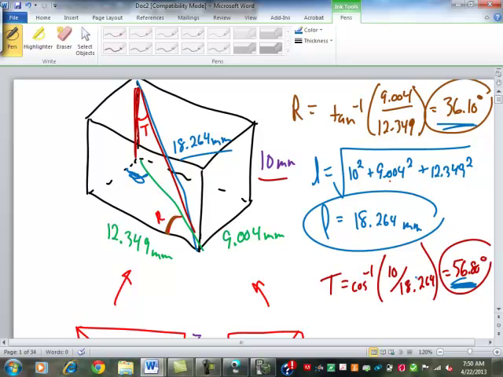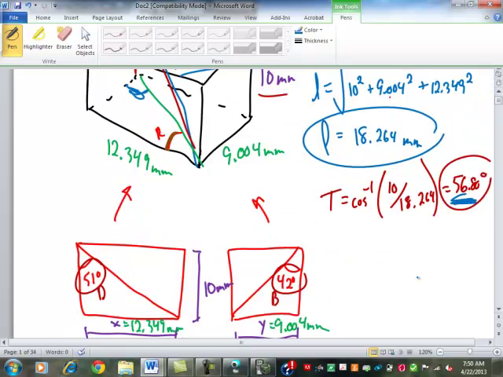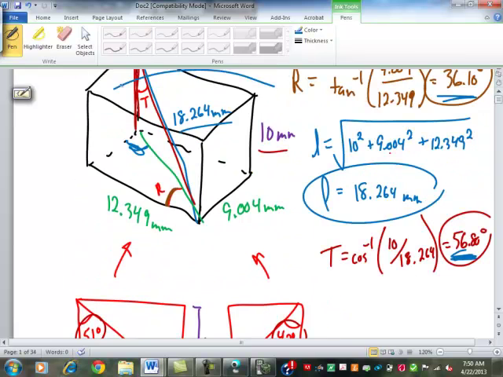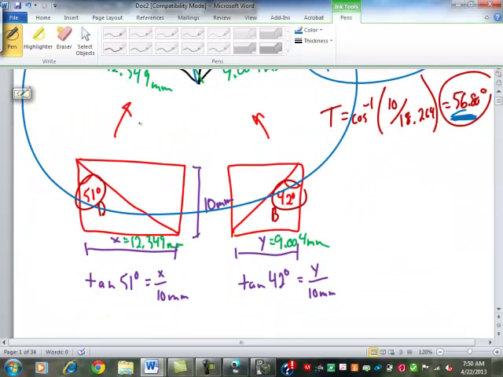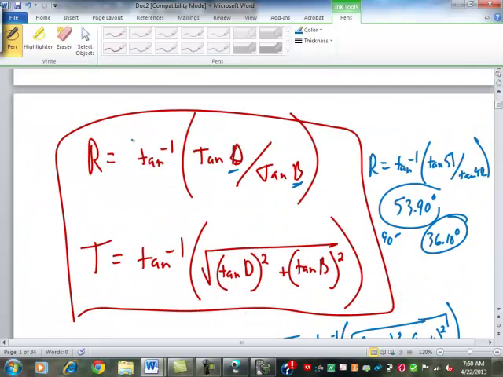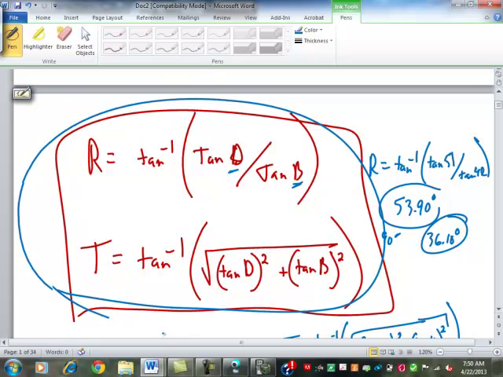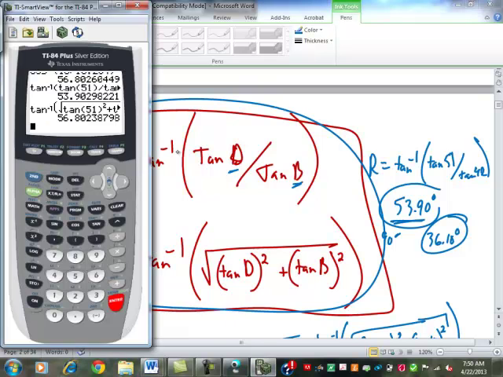Make sense? No? Did this part up here make sense? Yeah. These formulas don't make much sense. I mean, I could go through and show you where the formulas come from. You'd still have to memorize them. How did you get that 53.9? This formula here is the inverse tangent, so second tangent.